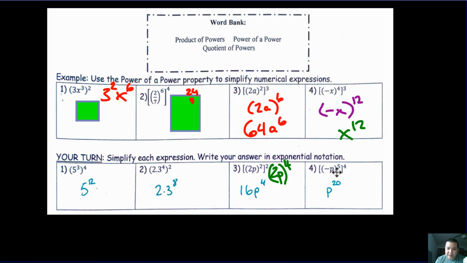Again, this is that special case because this should have been negative p to the 20th, with the negative in the parentheses, which we know is going to be the positive form of that because it's an even exponent.